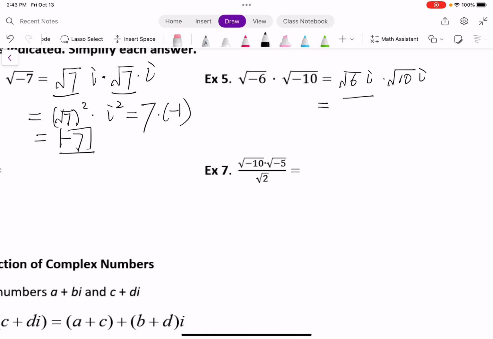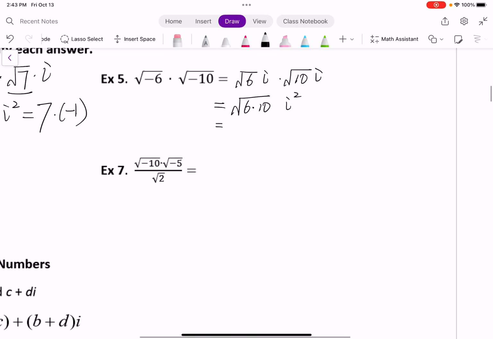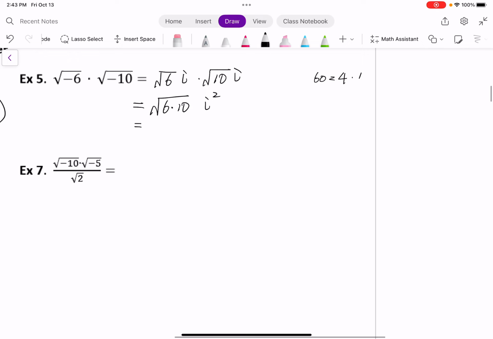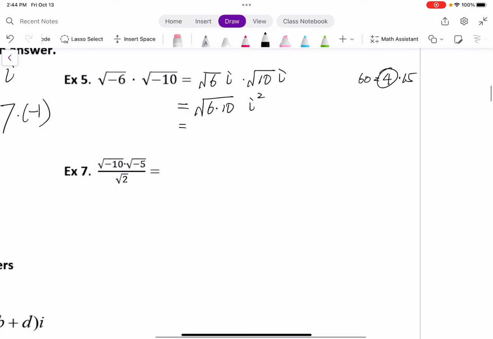Real number multiplied by the real number, 6 times 10. I times I squared. So square root of 60, because 6 times 10 is 60. 60 equals 4 times 15. Why am I looking for the factor 4? Because 4 is 2 squared. I can rescue the 4 outside of the square root.